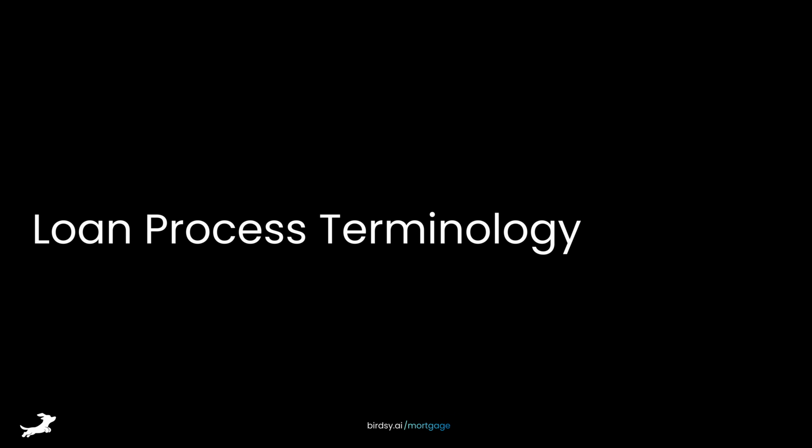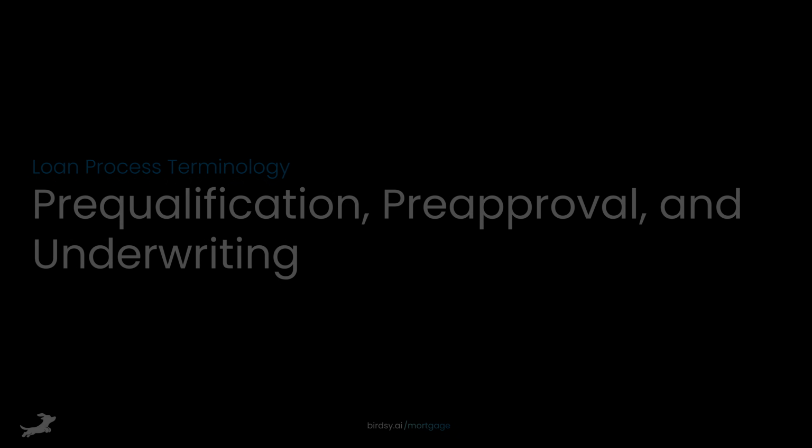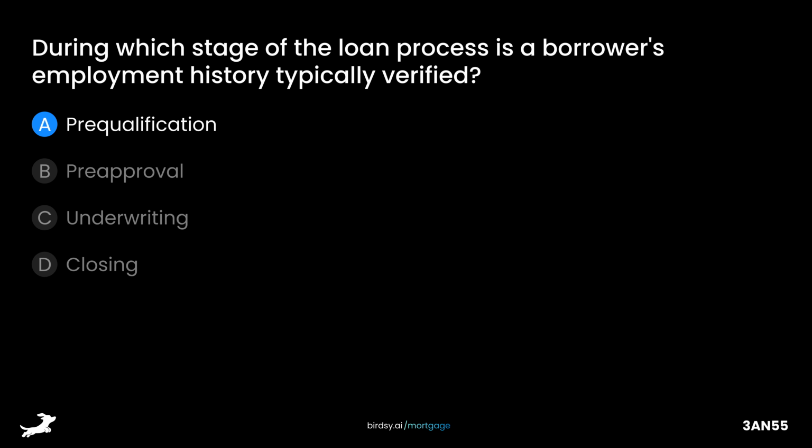Loan process terminology: prequalification, preapproval, and underwriting. During which stage of the loan process is a borrower's employment history typically verified? Is it A, prequalification? B, preapproval? C, underwriting? Or D, closing?